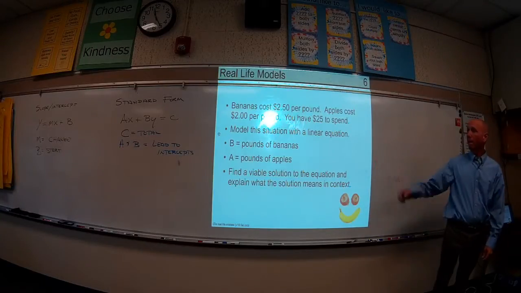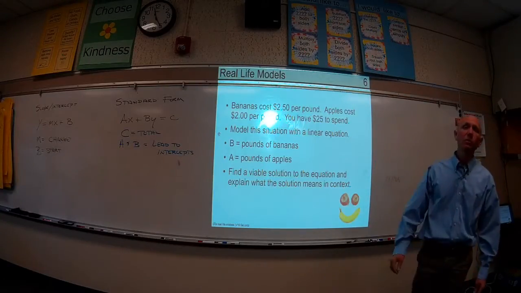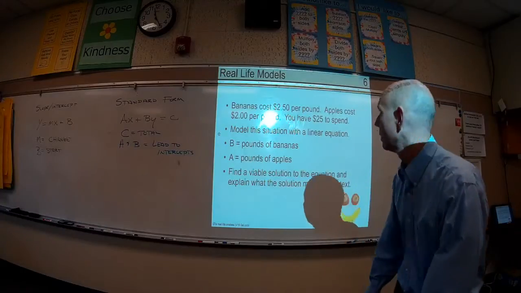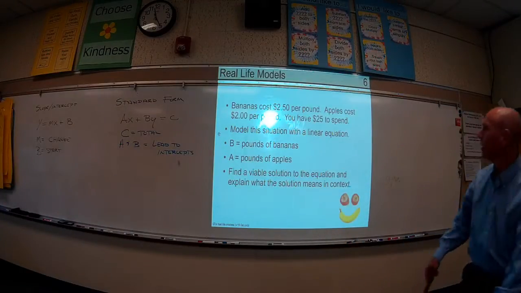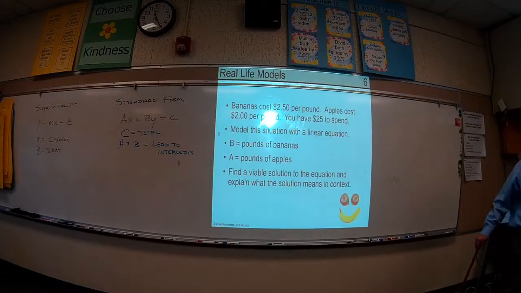All right, model this for me. Bananas cost $2.50 a pound. Use B for bananas. Apples cost $2 a pound. Use A for apples. You have $25 to spend. Model this with an equation.